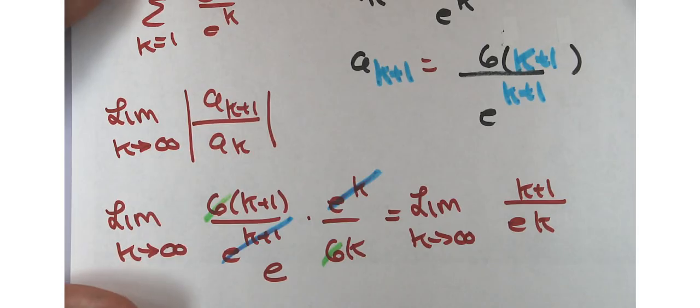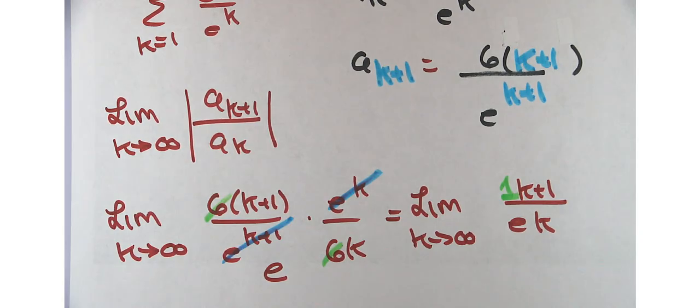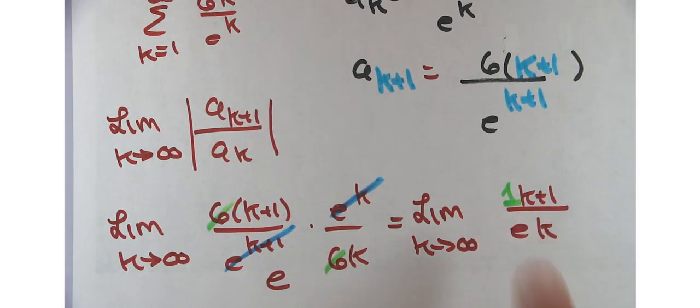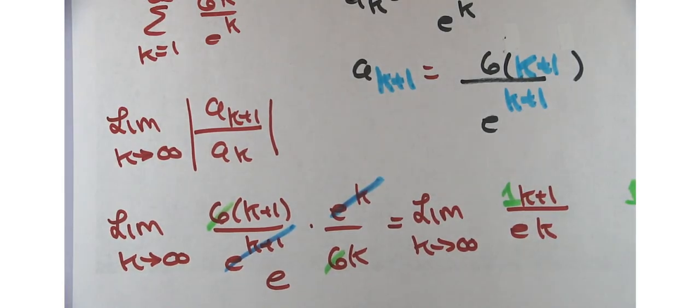Who's good enough to spot that limit as is? Let me give you a little hint here. You've got a 1, that's the coefficient of k in the numerator. You've got an e, which is your coefficient of k in the denominator. That limit is just going to be 1 over e.